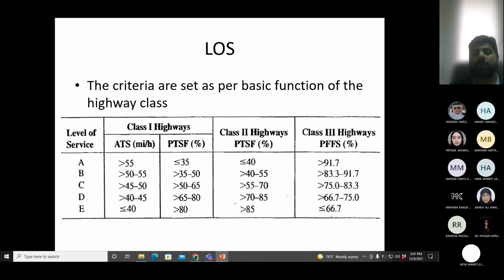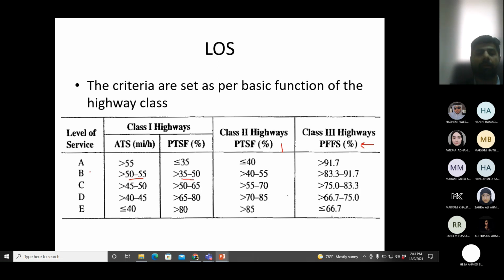First of all, you need to know the class of the two-lane highway. If you are doing the analysis for class 1, then you need ATS and PTSF both. If you're doing the analysis for class 2, then you only need PTSF. If you're doing the analysis for class 3, then you only need PFFS. Okay, and then you can see the ranges and the level of service. For class 1, for example, your ATS is 52, so in this range, and your PTSF is, let's say, 40, so in this range. So your level of service is B.